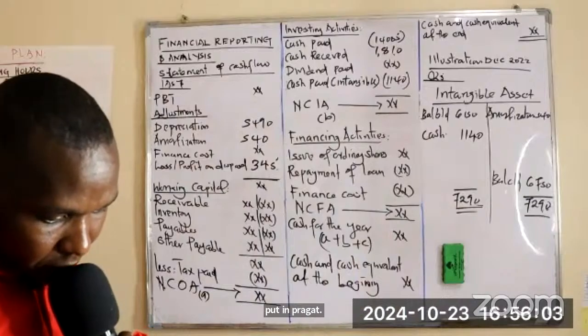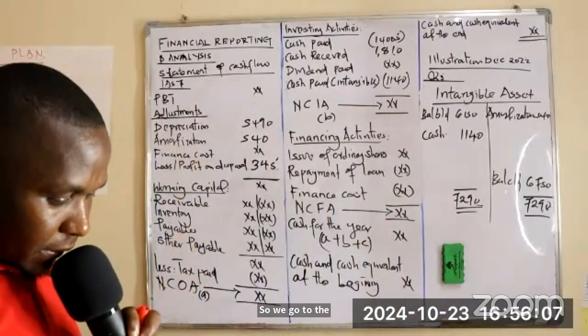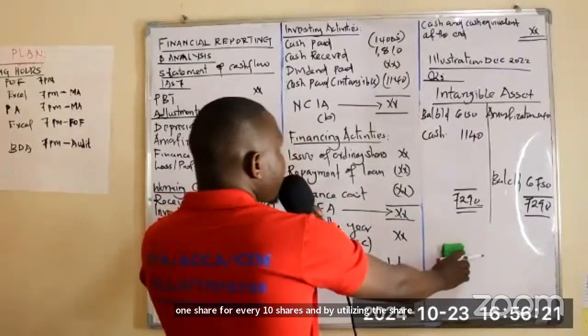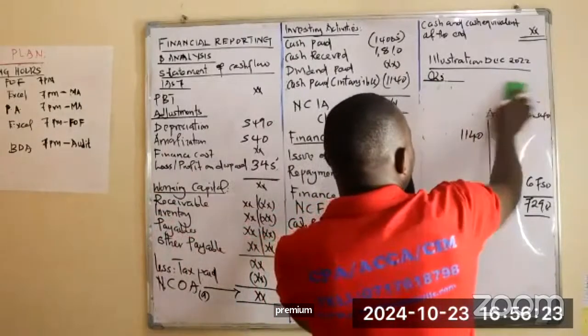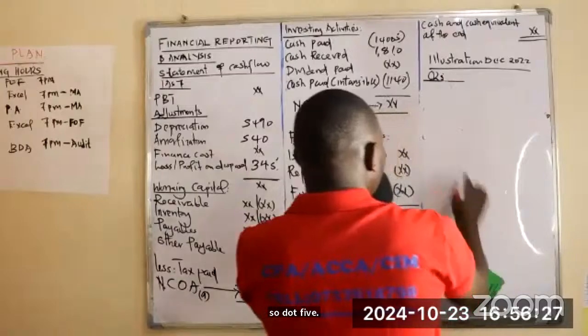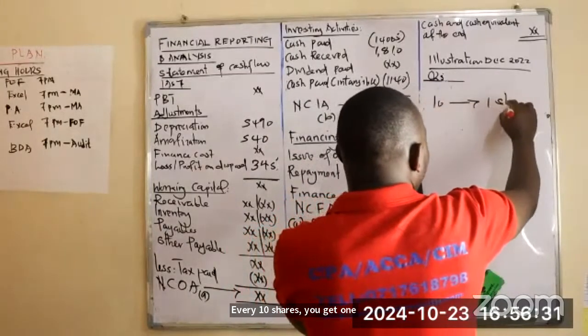So we go to note 4. Note 5 is for dividend shares. It ended April 2023. Malum Limited made a bonus issue of every 1 share for every 10 shares held, utilizing the share premium. So note 5. Every 10 shares, you get one share, right?